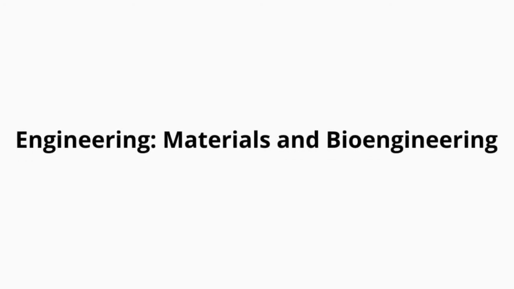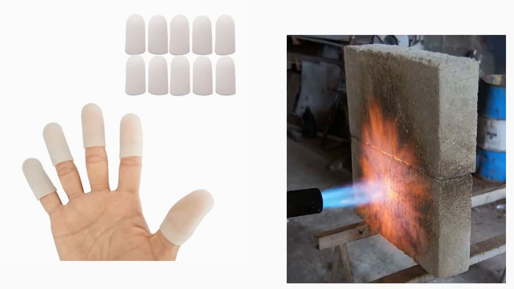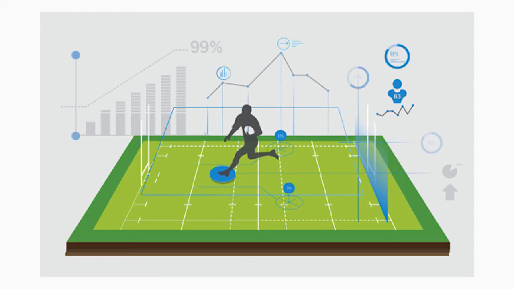Fourth subcategory is engineering, materials, and bioengineering. This is engineering using different substances or mimicking biology. An example would be looking at how types of fingertip material affect strength, or what materials make concrete more heat resistant. Finally is mathematical sciences, which is using mathematical models or statistical analysis. Some examples would be analyzing sports statistics.